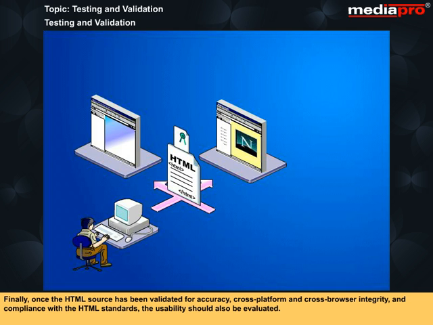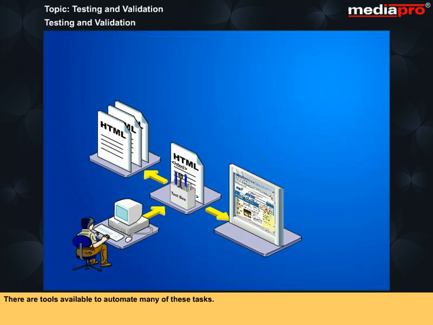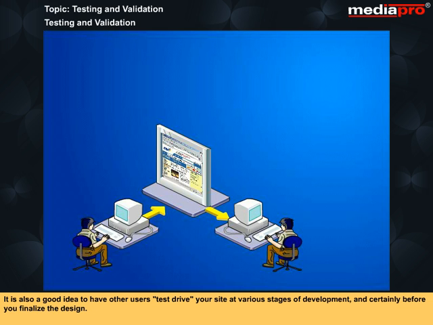Finally, once the HTML source has been validated for accuracy, cross-platform and cross-browser integrity, and compliance with the HTML standards, the usability should also be evaluated. The usability includes issues such as the readability of the text, navigation between pages, and the structure and organization of the site. There are tools available to automate many of these tasks. It is also a good idea to have other users test drive your site at various stages of development, and certainly before you finalize the design. Users from all experience levels can give you valuable insight.